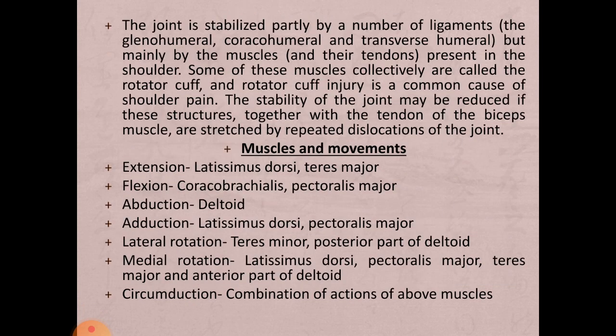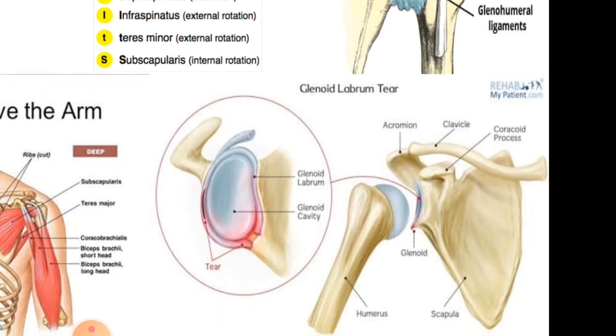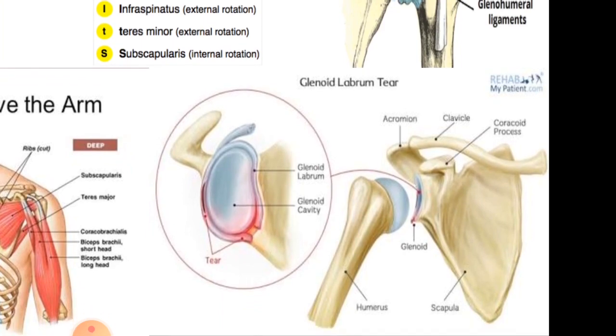So before discussing it, let's look at the structures and the type of the shoulder joint. The first thing that should come to your mind is what type is the shoulder joint. So it's the ball and socket type, and the ball is the head of the humerus, and the socket is this glenoid cavity, which is part of the scapula.